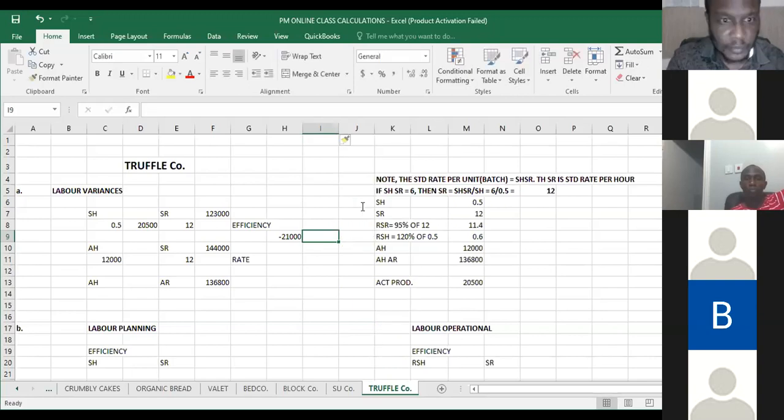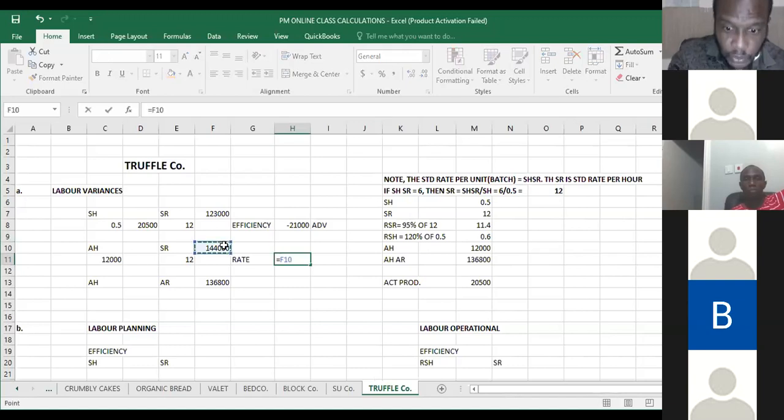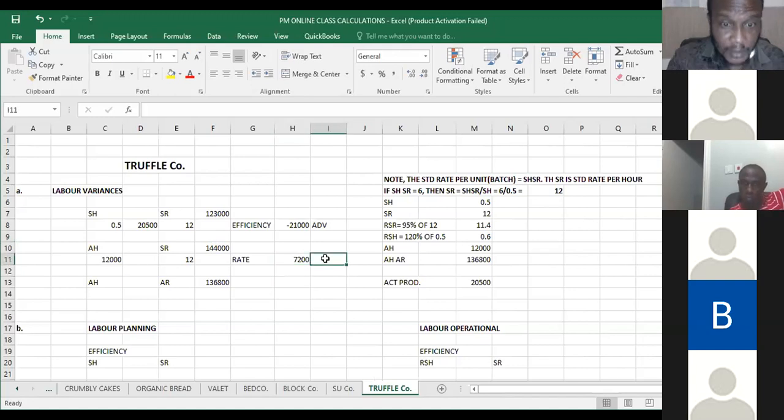And then the rate variance. So let's just put them close to each other. Then the rate variance will be equal to this one minus that one. Now it will be easy for us to say that the rate is favorable and the efficiency is adverse. But now let's go and break it into its component parts and see where the issues arose.